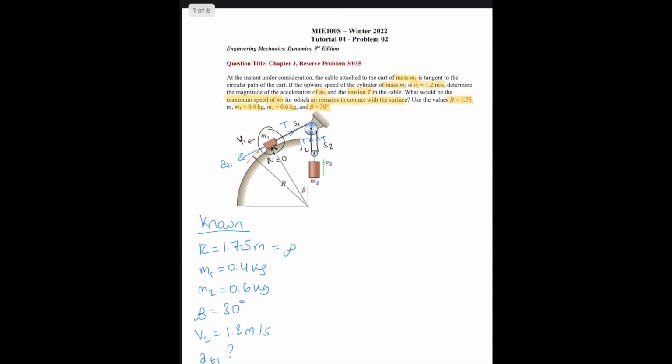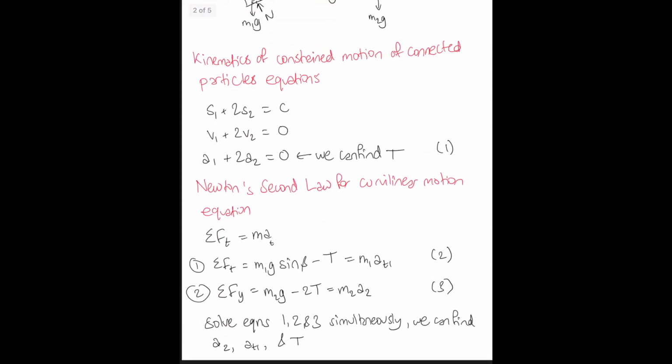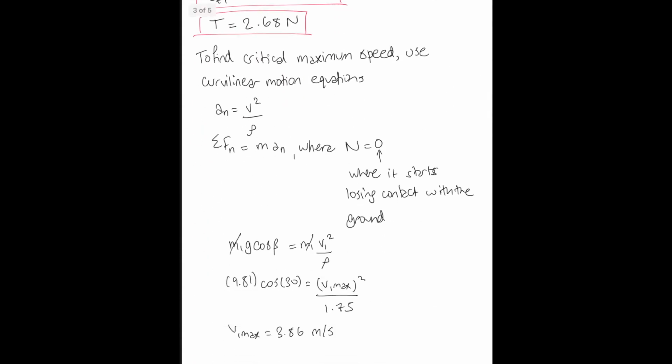Now we want to find v2 max, this velocity over here. So we're just going to use the constrained motion equations again. This equation this time. So v1 plus 2 v2 is 0. That means 3.86 plus 2 v2 is 0. And we get v2 max is equal to minus 1.927 meters per second.